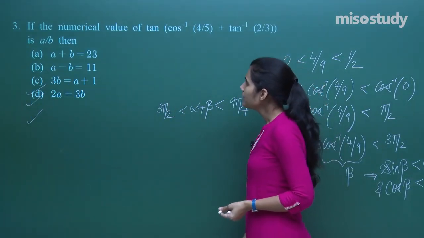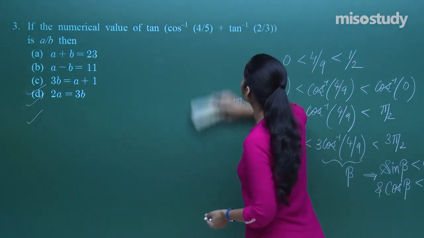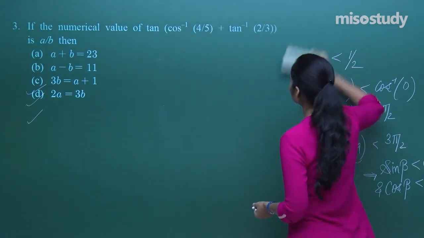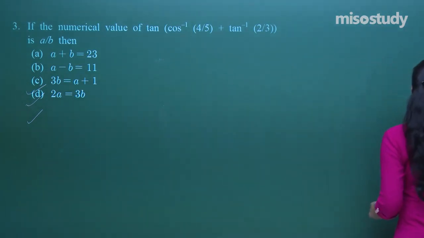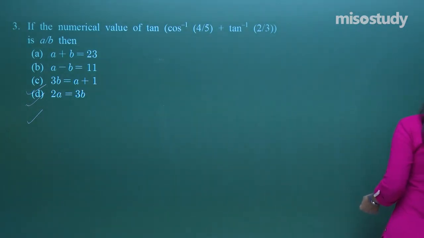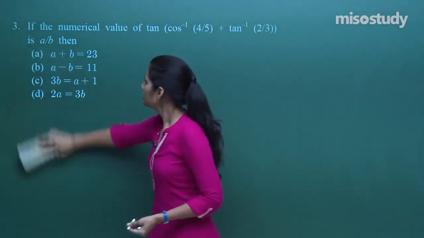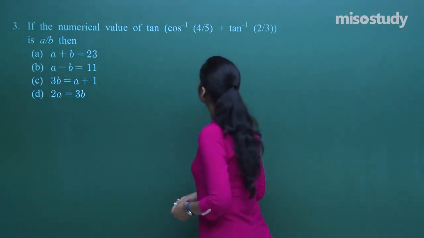We have that if the numerical value of tan of cos inverse 4 by 5 plus tan inverse 2 by 3 is a by b, then what are the values related to a and b? Let's talk about them now.